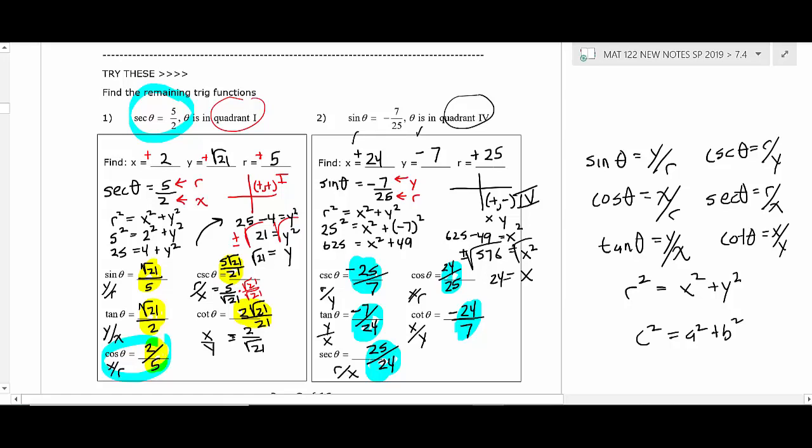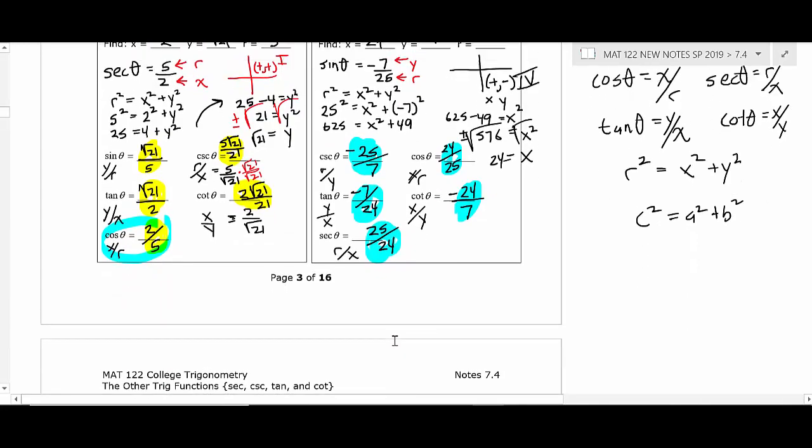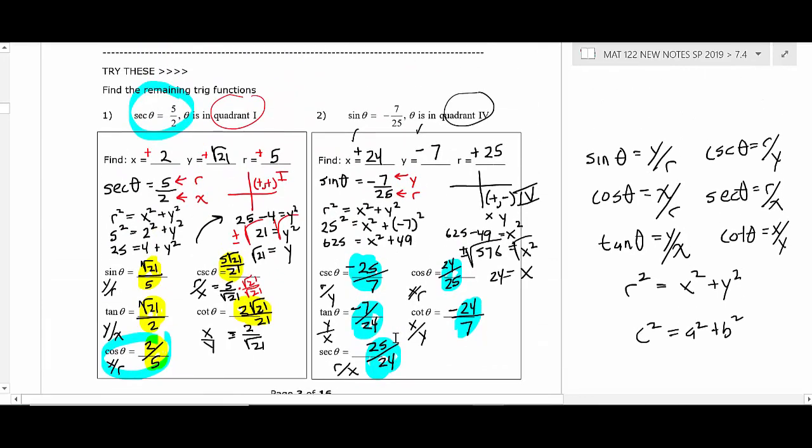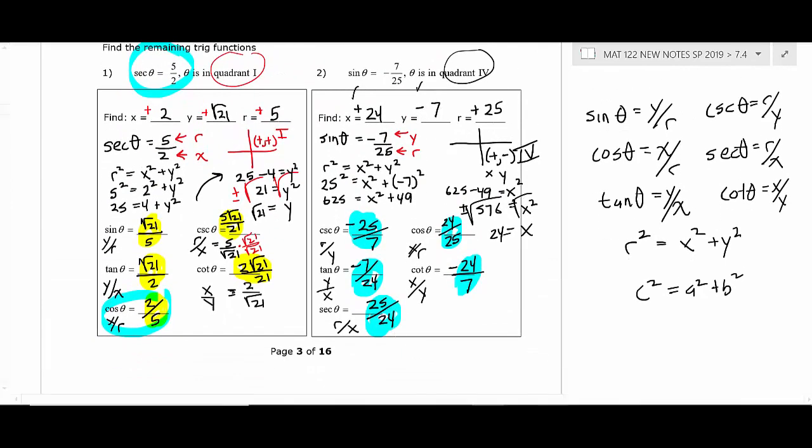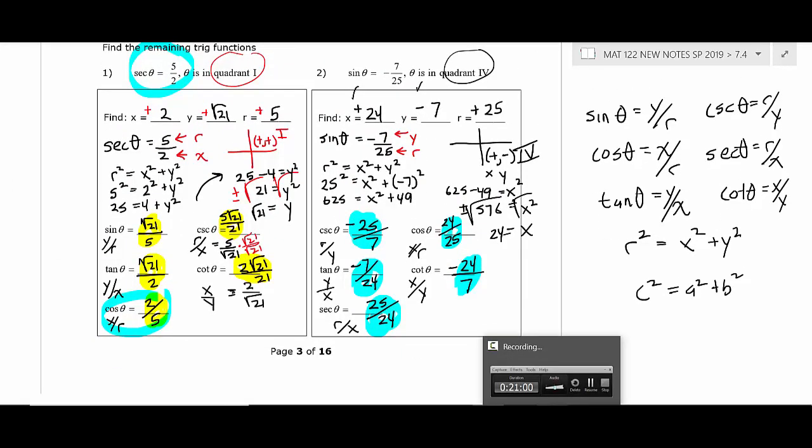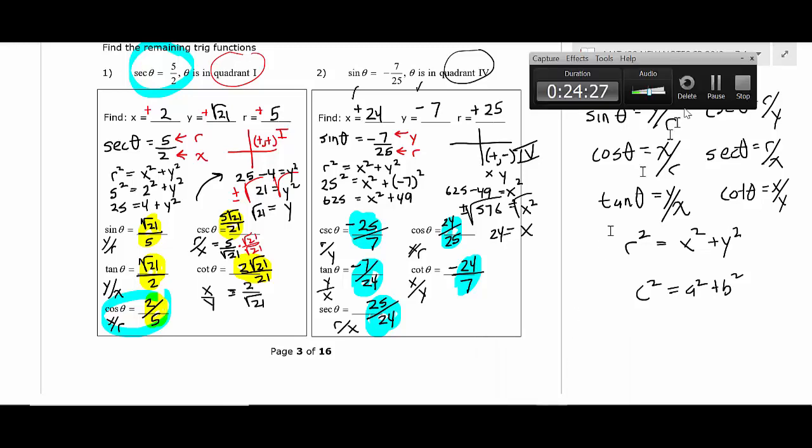Okay, so again, with these problems, your focus is: I need to figure out what x, y, and r are, and I need to get the signs right due to the quadrant, and then it's a matter of doing the definitions. When you have to rationalize the denominator, be sure you do that. Okay, so that's the idea there. That is the end, actually, of part 1, and then I'll have a separate video for the second part here.